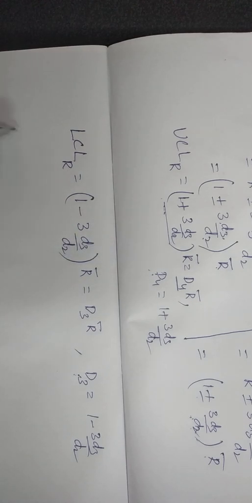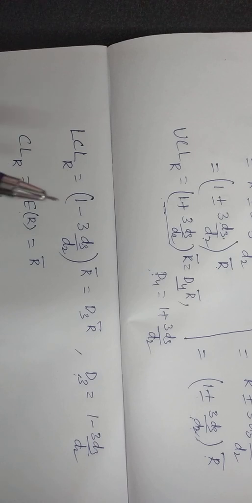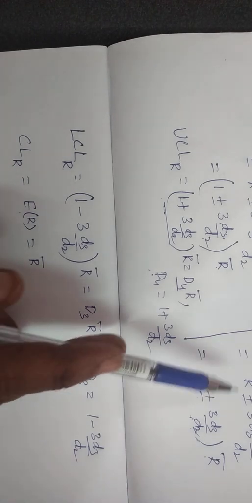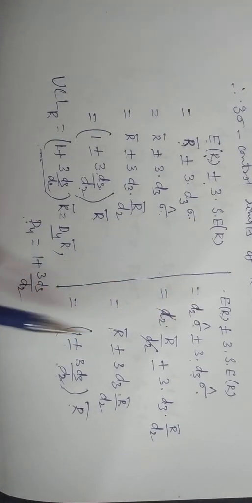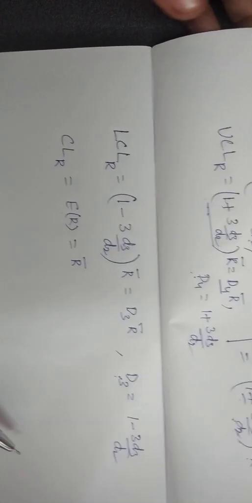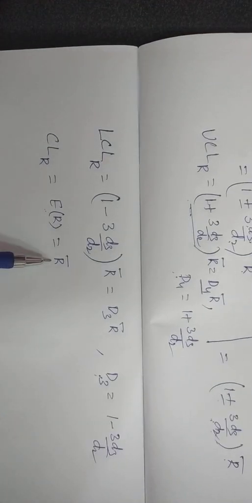What is CL? CL of R, the central line, is nothing but expectation of R. It is simply R bar. You have to remember in this context, expectation of R is equal to R bar. If you remember this, we can do it very easily. Otherwise you have to replace d2 multiplied with sigma cap by R bar by d2, and then by cancelling we will get R bar. This is the procedure. Otherwise, if you remember clearly, expectation of R is equal to R bar, no problem. Directly we can substitute the value.